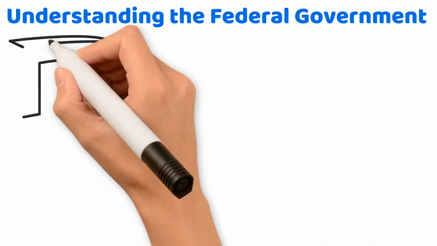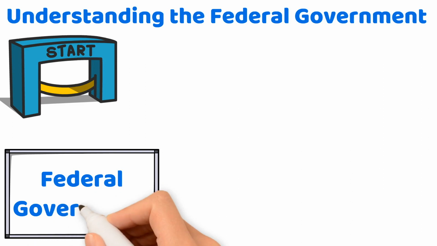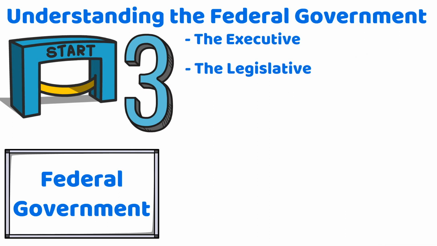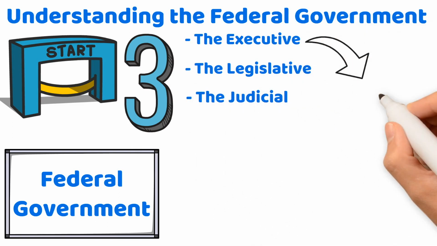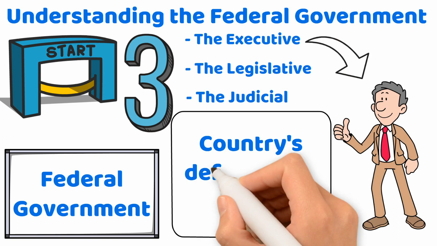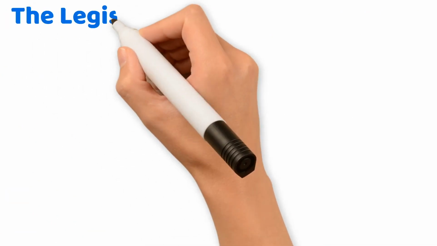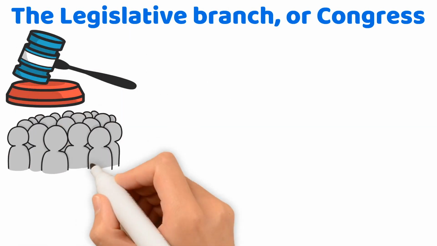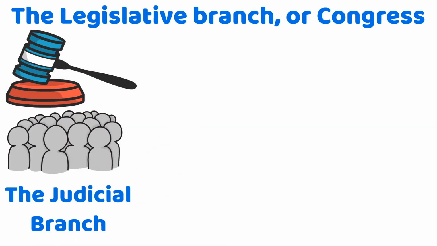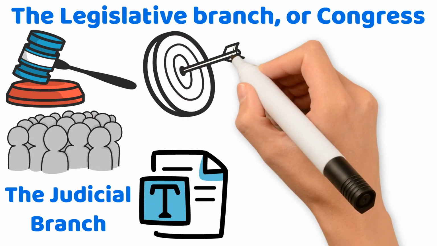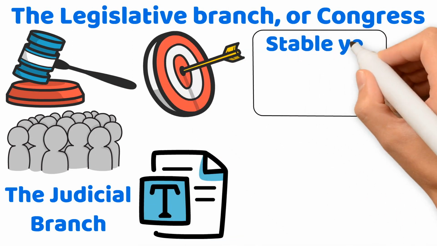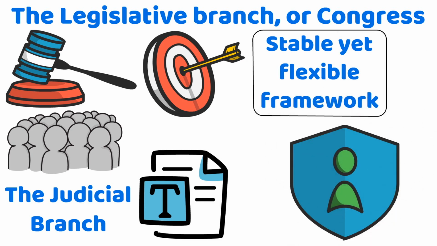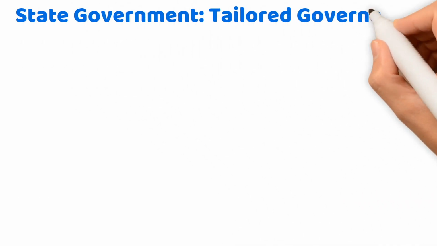Understanding the federal government. Let's start at the top with the federal government, which is structured into three branches: the executive, the legislative, and the judicial. The executive branch, led by the president, enforces laws and oversees the country's defense and foreign policy. The legislative branch, or Congress, crafts laws and holds the purse strings of the nation, while the judicial branch interprets these laws and ensures they adhere to the Constitution. The purpose of this three-tiered system is to provide a stable yet flexible framework that maintains the unity and security of the entire country.